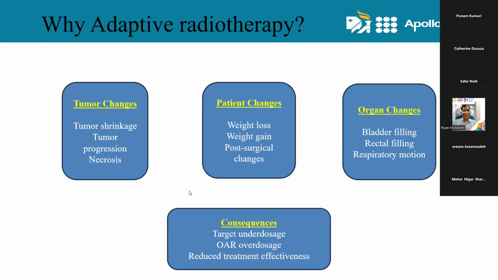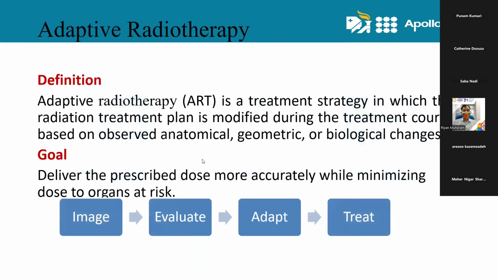Therefore, a single planning CT may not accurately represent the anatomy throughout the treatment process of the patient. So, what exactly is adaptive radiotherapy? Basically, it is a treatment strategy in which the radiation treatment plan is modified during the treatment course based on the observed anatomical, geometric, or biological changes.